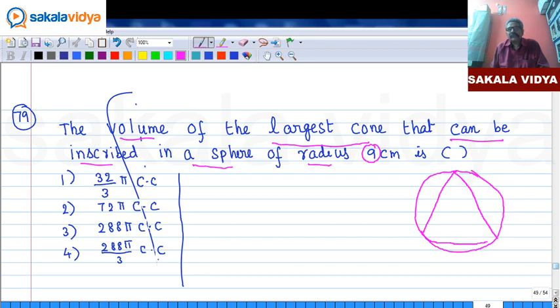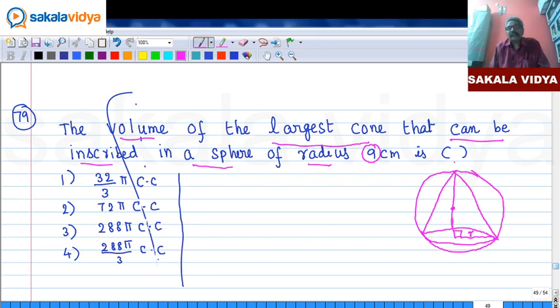A cone is inscribed like this. So this will be the height. This will be the base radius. Say this is the center, and this will be R.